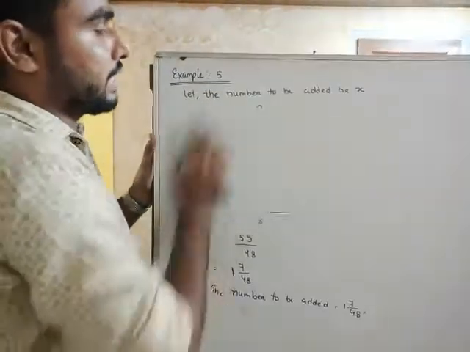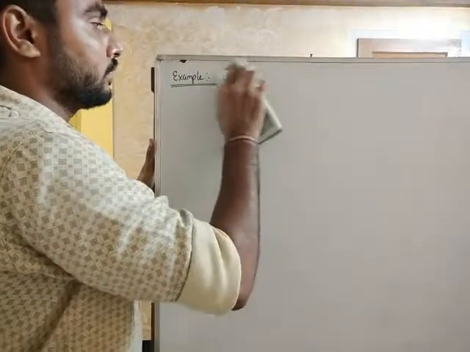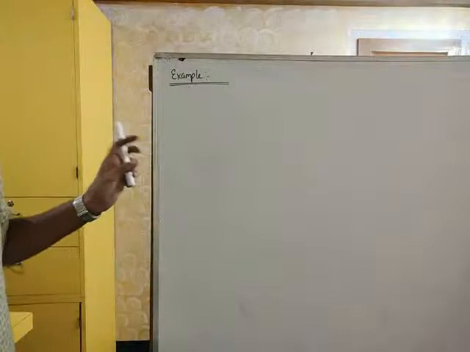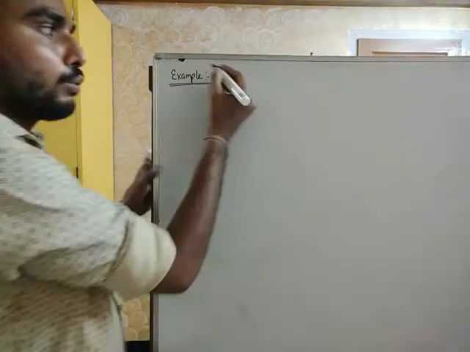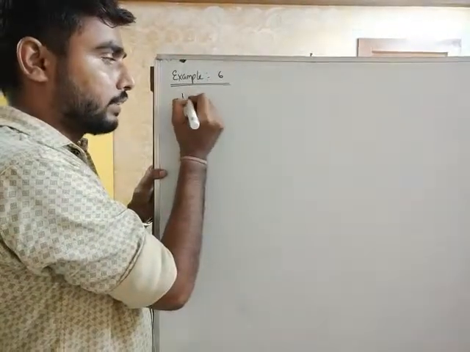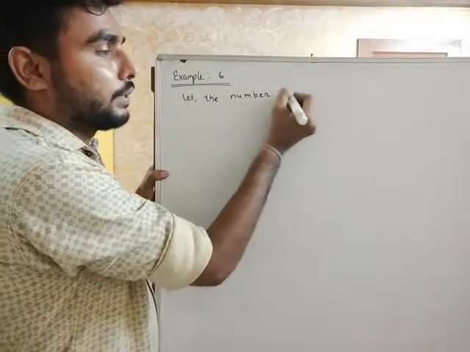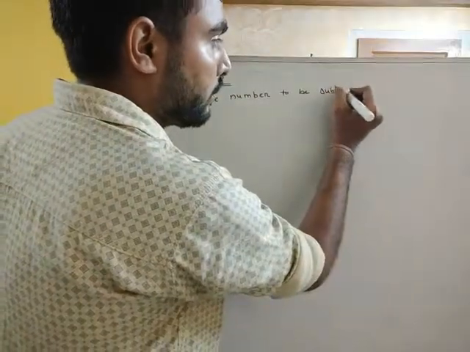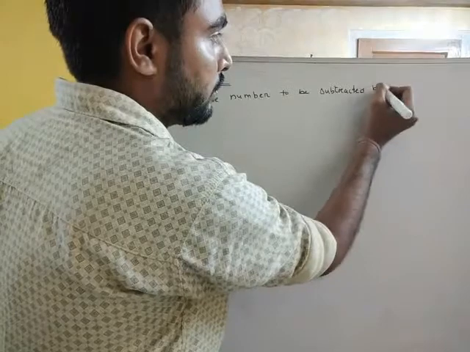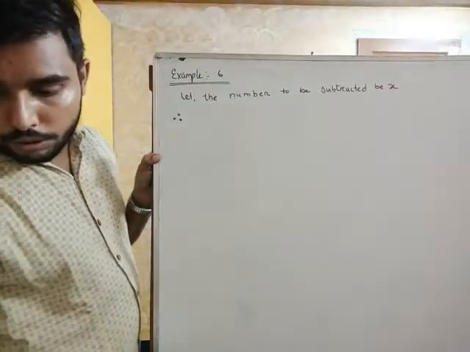Okay, let's move to example 6 then. Example 6 says, what should be subtracted from minus 7 by 8 so as to get 5 by 12? We don't know what should be subtracted, therefore we will write: let the number to be subtracted be x.